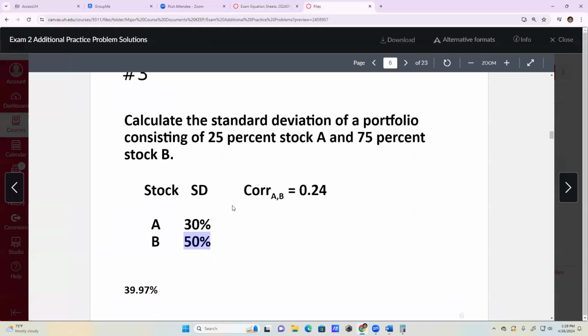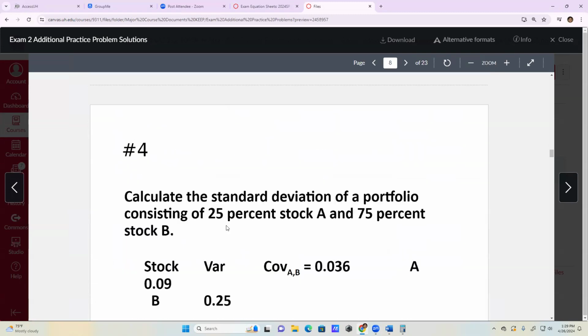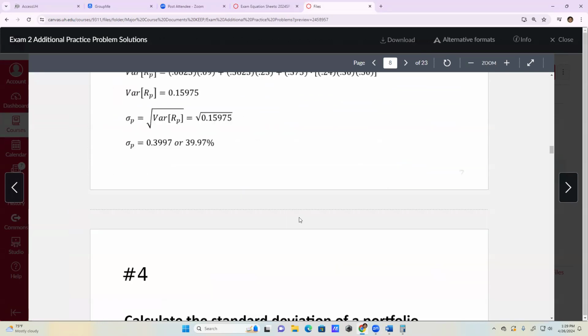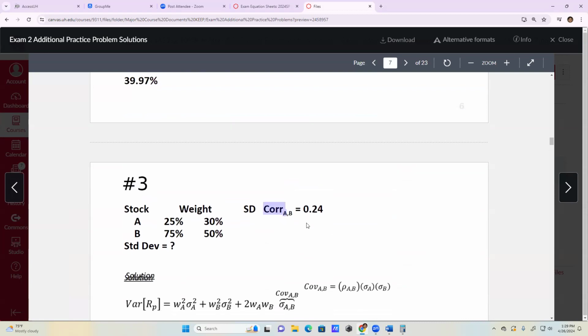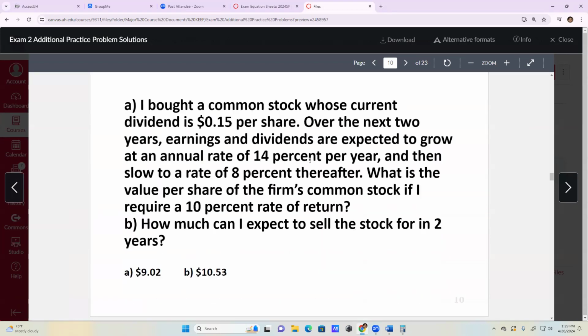That's how you'll be able to find this. Yeah, this solution right here, you see? This is the solution. Okay. This one is also the same thing, but a little bit trickier, in which it gives you covariance. Up here, it gives you correlation. Watch out for that.